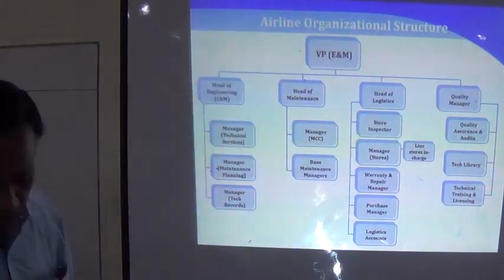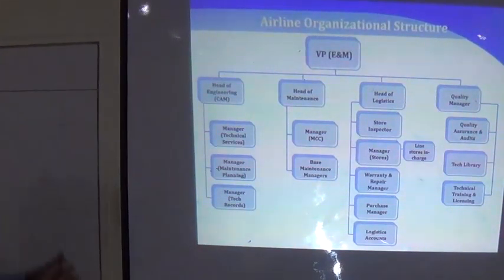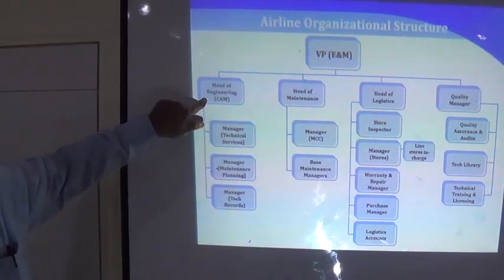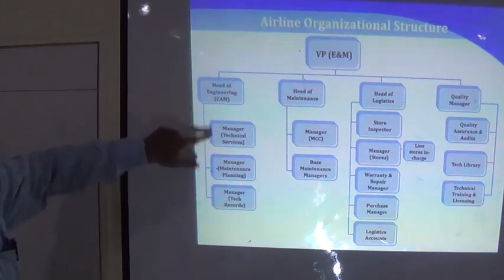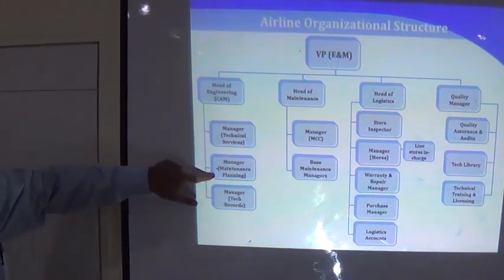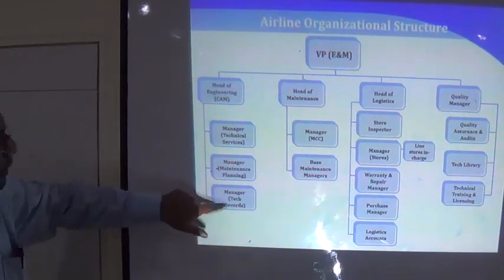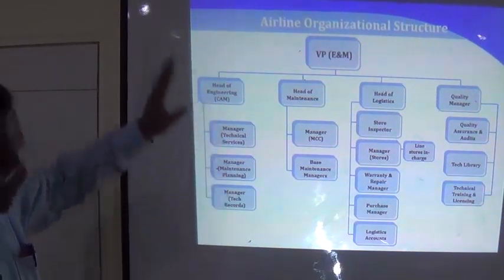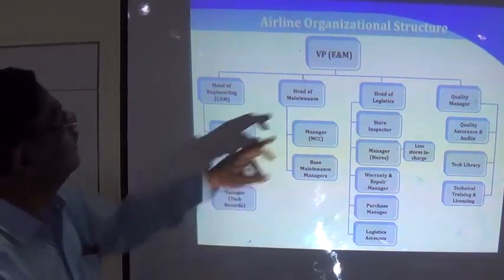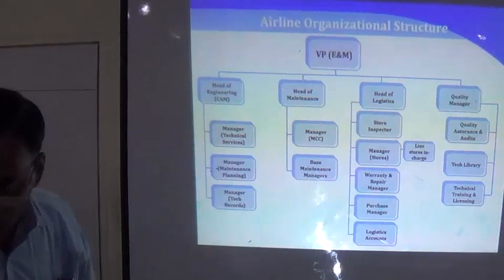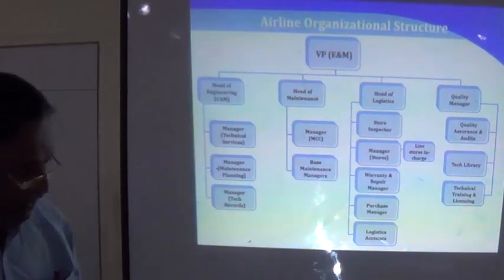The VP Engineering and Maintenance, we have a head of engineering. He is also called the Continuing Airworthiness Manager, CAM. Under him there will be a Technical Service Manager, and a Maintenance Planning Manager. What they do I will explain later. You have a Manager Technical Records, under him there are staff. Then you have Head of Maintenance, Maintenance Control Center, and Base Maintenance Managers, because you will have multiple bases.